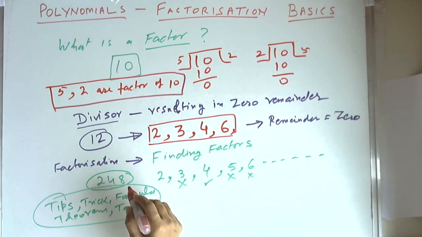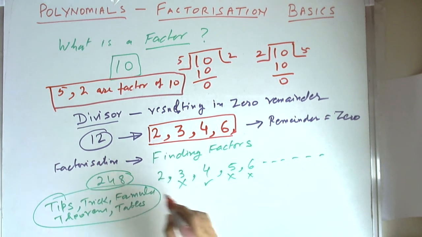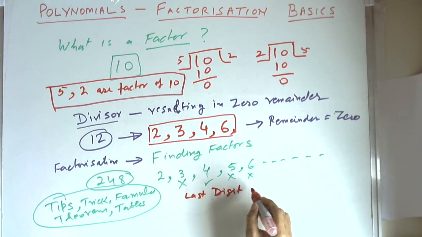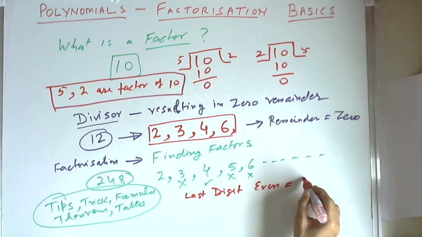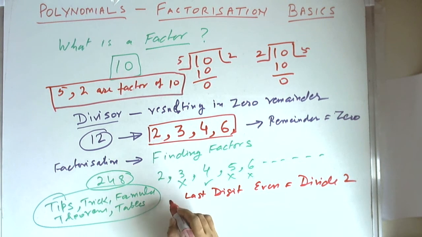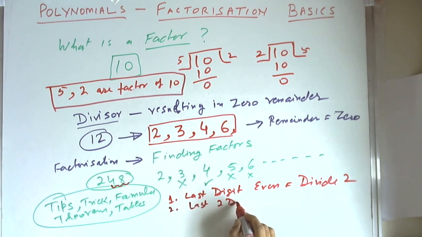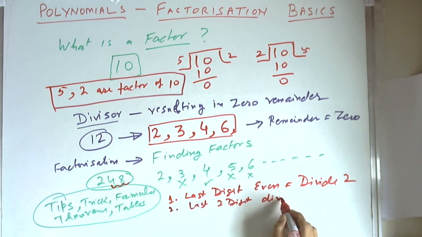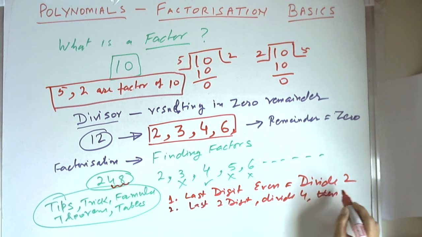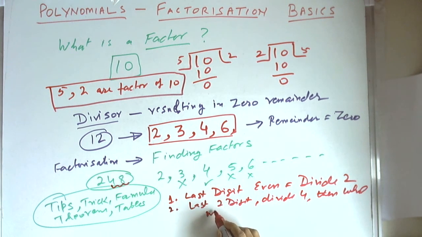For example, you must have learned earlier in mathematics, and I am just repeating, that if the last digit of any number is even, then the number will divide by 2. All of you know that. And we also know that if the last two digits divide by 4, then the whole number will also divide by 4.